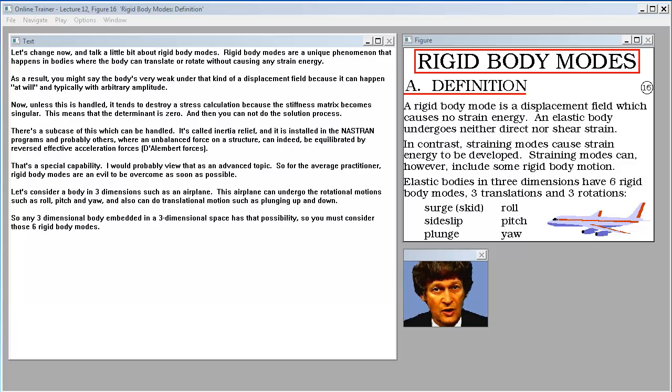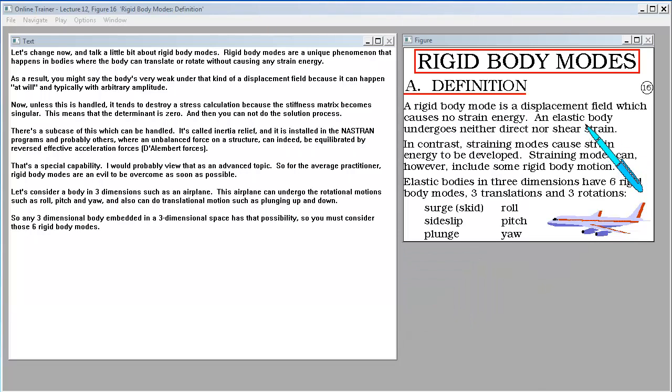This means that the determinant is 0. And then you cannot do the solution process. There's a sub-case of this which can be handled. It's called inertia relief, and it is installed in the Nastran programs and probably others, where an unbalanced force on a structure can indeed be equilibrated by reversed effective acceleration forces, D'Alembert forces. That's a special capability. I would probably view that as an advanced topic. So for the average practitioner, rigid body modes are an evil to be overcome as soon as possible.